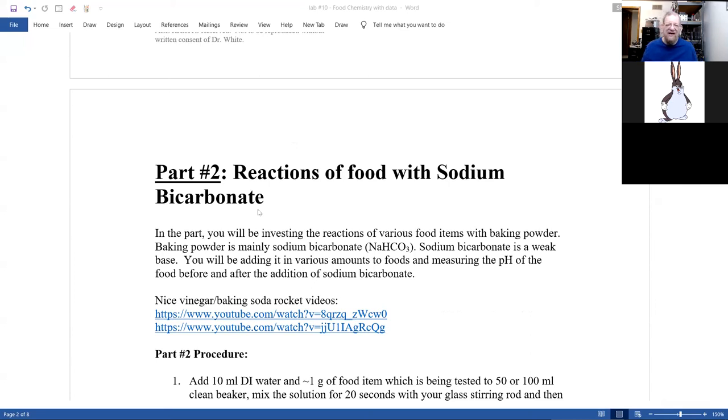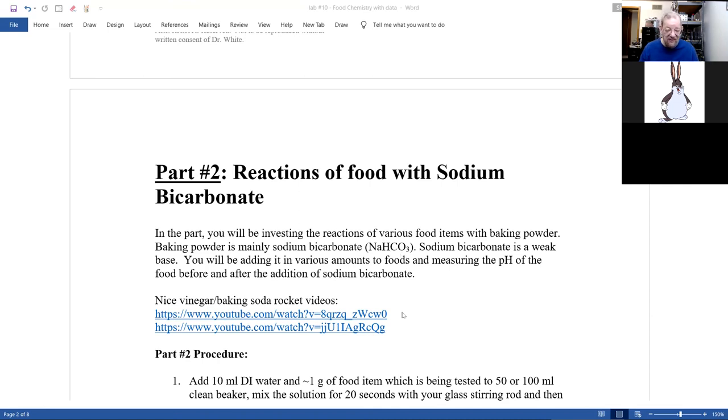And also you can get the house brands. Meijer makes a brand, and I'm not sure about Walmart. I haven't looked if they've got a house brand. But anyways, you will be adding small amounts of sodium bicarbonate baking powder to various food items. And after each time and before you begin, you'll measure the pH.